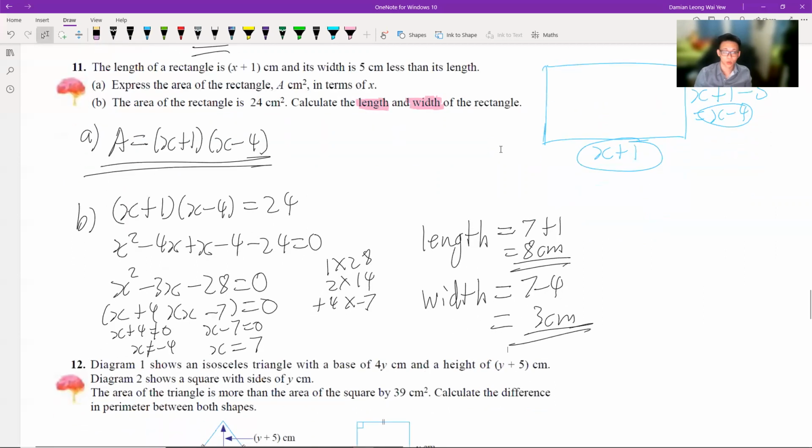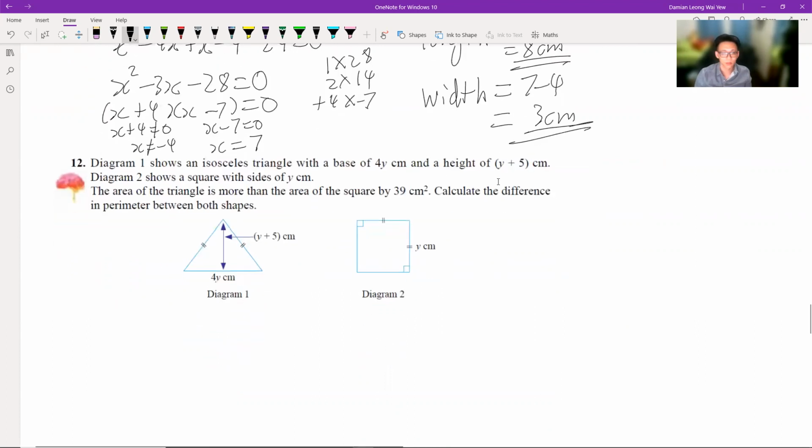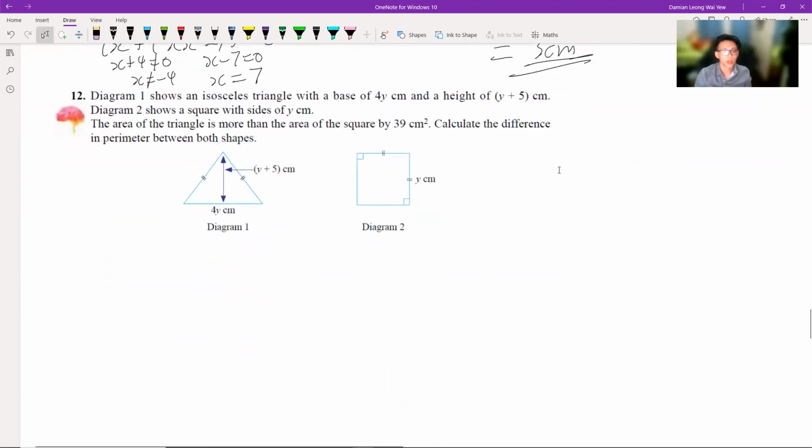Right, that is question 11. Question 12. Diagram 1 shows an isosceles triangle with a base of 4y cm and a height of y plus 5 cm. Diagram 2 shows a square with sides of y cm. The area of the triangle is more than the area of the square by 39 cm squared. Calculate the difference in perimeter between both shapes.